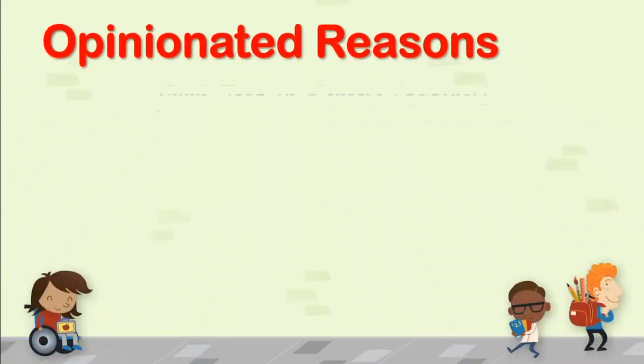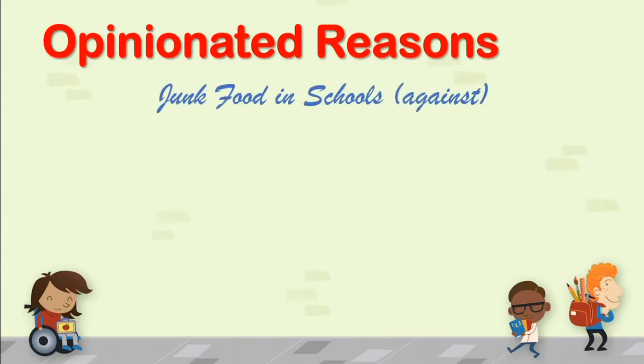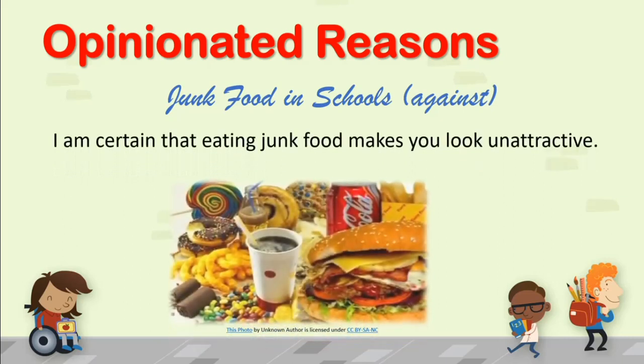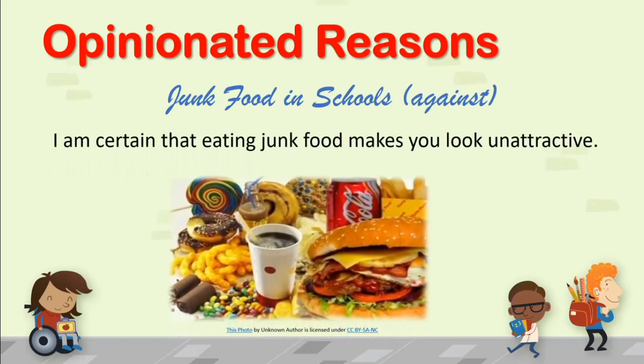Now you will get a chance to practice writing a sentence using opinionated reasons. The topic given is junk food in schools. Write a sentence to say why you would disagree with junk food in schools. Pause the video and start now. When you are done, press play. Welcome back. I'm sure that you did a great job. Here's my sentence. I am certain that eating junk food makes you look unattractive.